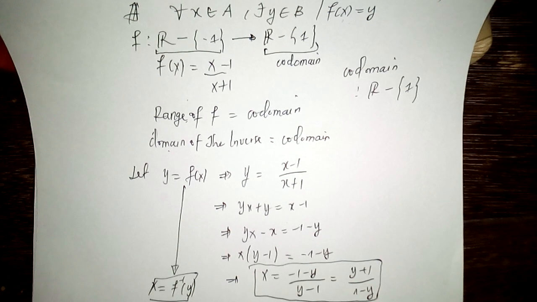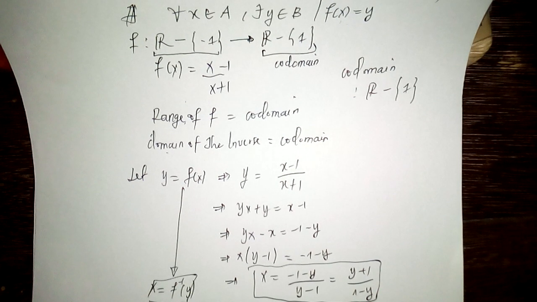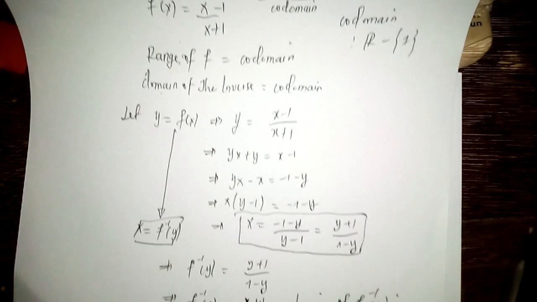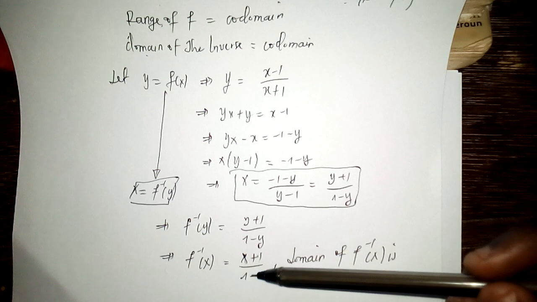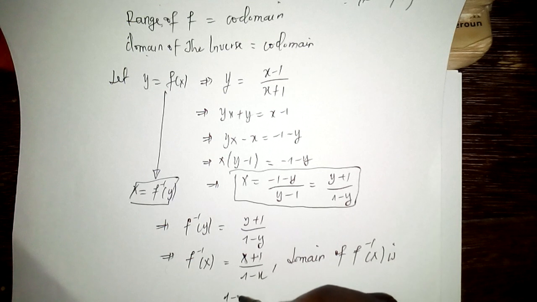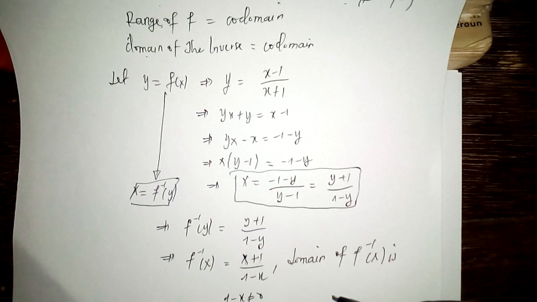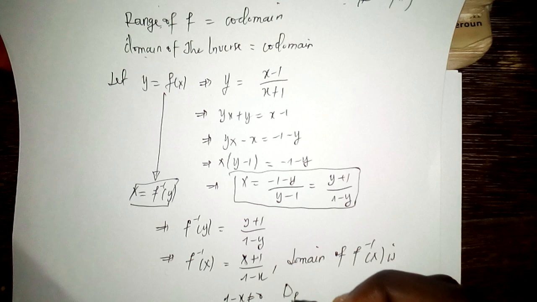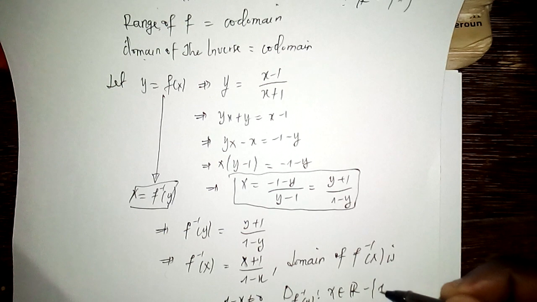And what's the domain? The domain of f inverse of x is, now this is a rational function, right? And for it to be defined, its denominator should be different from 0, provided all the other functions are already defined. So clearly 1 minus x is different from 0, meaning that x is different from 1 to get the domain of definition of my function f inverse of x. So the domain of f inverse of x is x in the set of real numbers excluding 1.